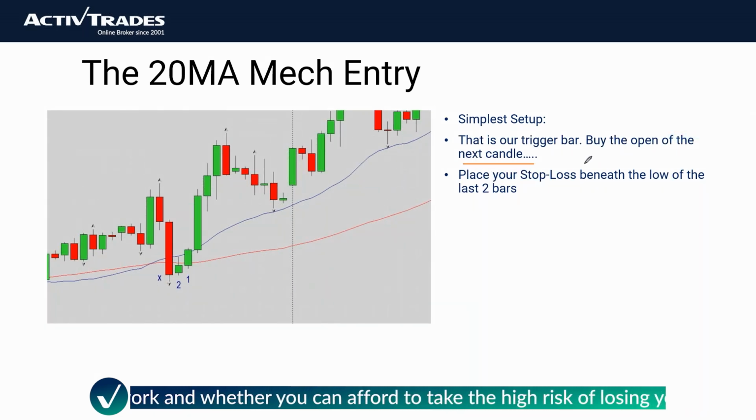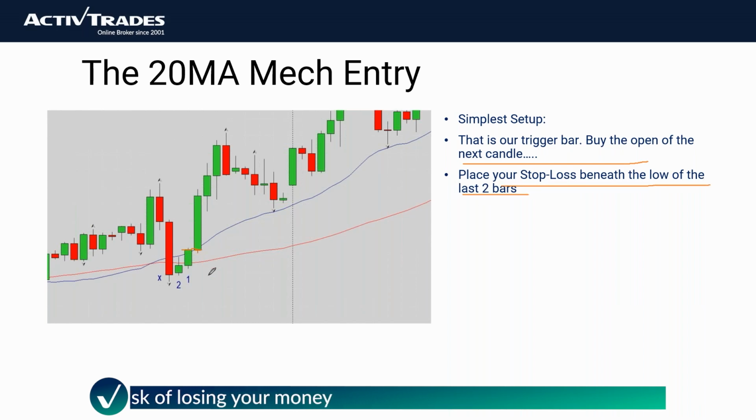As I said, buy the open of the next candle. So when this candle closes, we've closed above it, and bang, we are buying the next candle. And our stop loss would be beneath the low of the last 2 bars, okay?